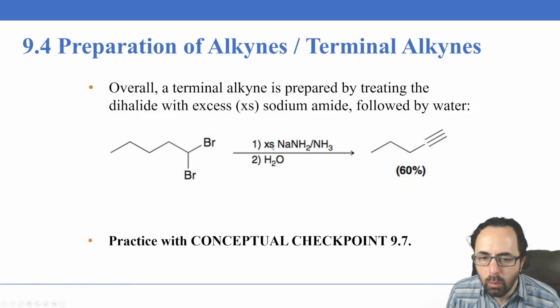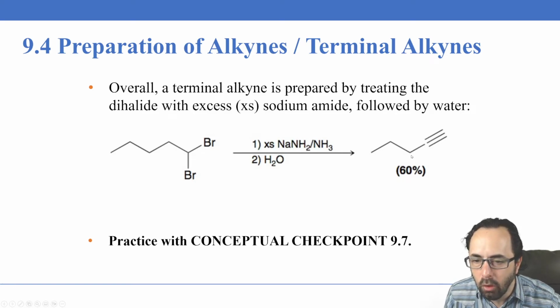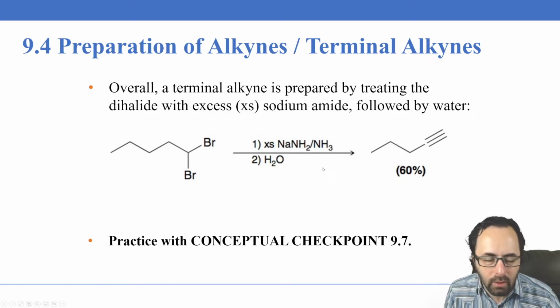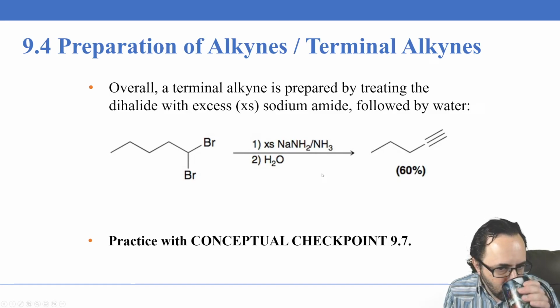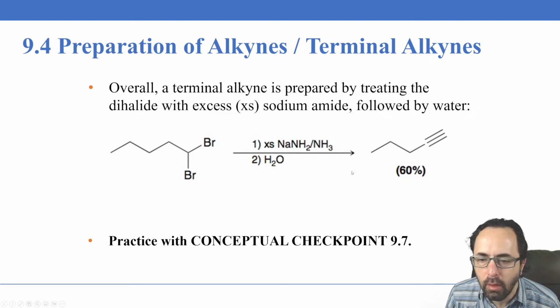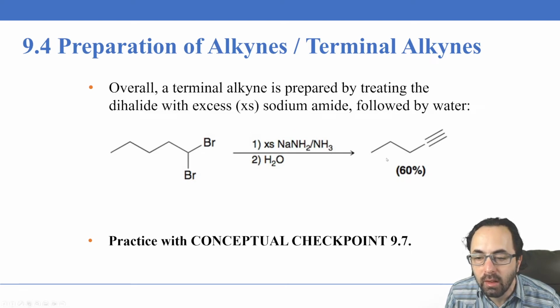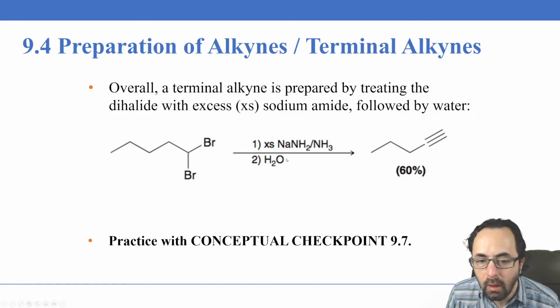Shorthand that we're going to use: when we use more than enough of a particular reagent, we'll say that we've used excess, and sometimes that's abbreviated XS. So we can say XS sodium amide, followed by water to protonate the alkynide, so that we get the protonated alkyne. And so that's the reaction sequence you'll see to get the alkyne in the end: a subsequent follow-up with water after the double elimination that occurs here.